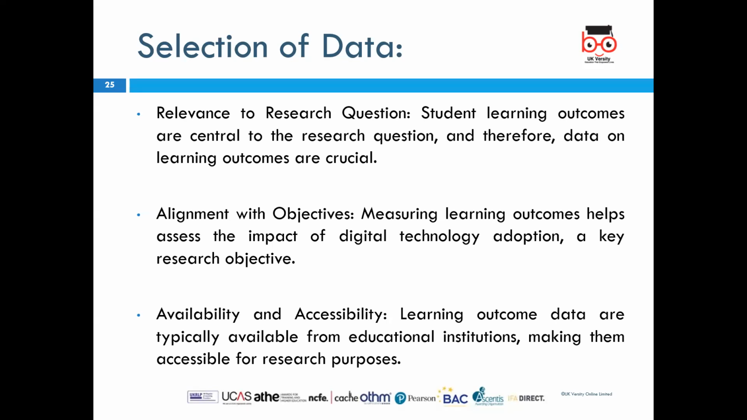Outcome data could be the number of students who have scored distinction, the number who have scored merit, the number who have scored pass out of the total number of students. In a digitally enabled environment, what is the percentage? In a totally manual environment, what is the percentage? That provides a basis for comparison.